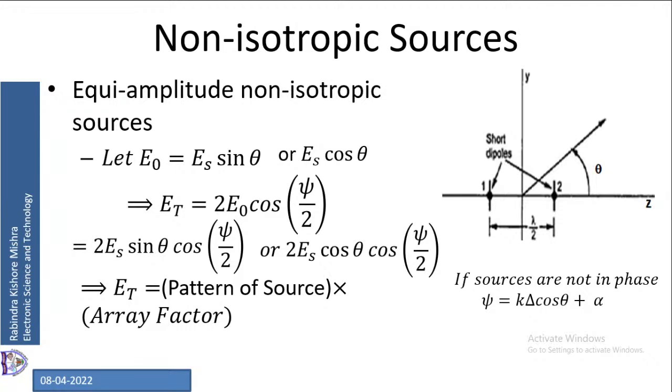The source pattern is sin theta, it can be hemisphere, it can be cos theta, anything. So Et is equal to the pattern of the source, 2Es sin theta or 2Es cos theta, into the array factor. The array factor remains as it is, cos psi by 2. Only thing is we have multiplied that with the pattern of the source. This gives us a very important concept in array theory, which is called pattern multiplication.